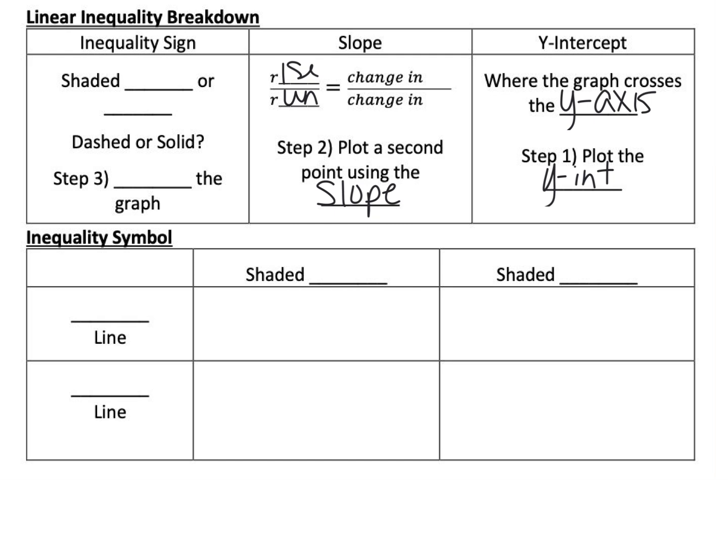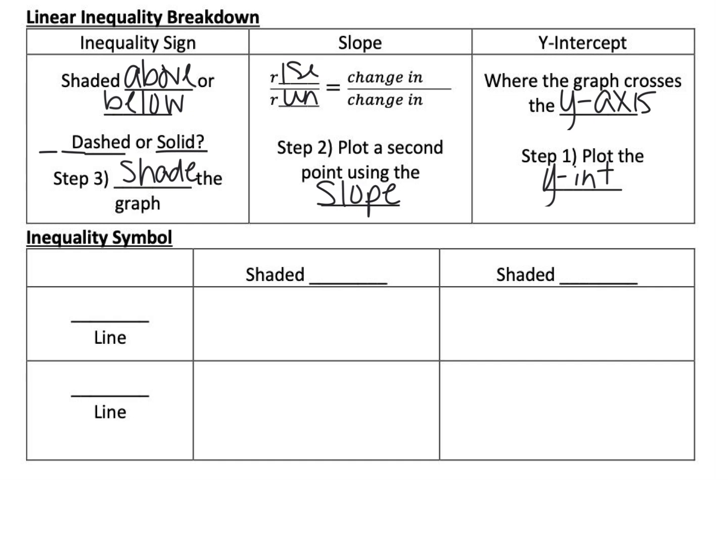This is going to be the new part. We're either going to shade above or below that line, depending on our symbol. And we need to decide, is our line going to be dotted or solid? And we will shade our graph. So those are going to be the two new pieces. Where do we shade? Above, below? What kind of line are we going to draw? Is it dotted? Is it solid? And we're going to talk about what those mean.